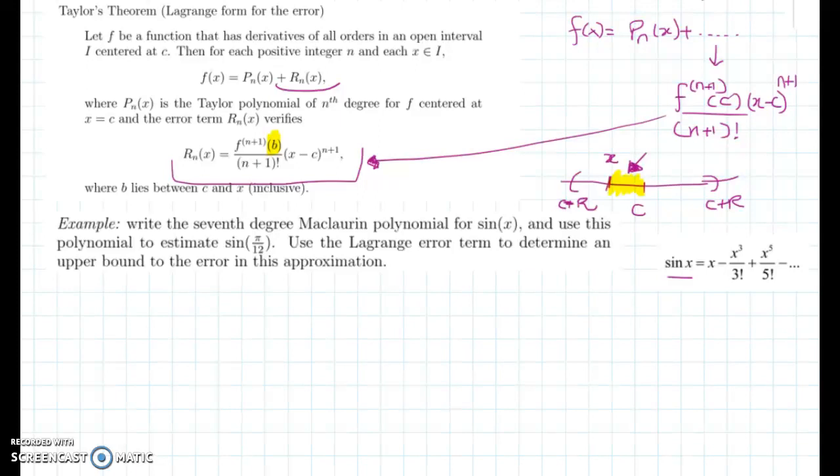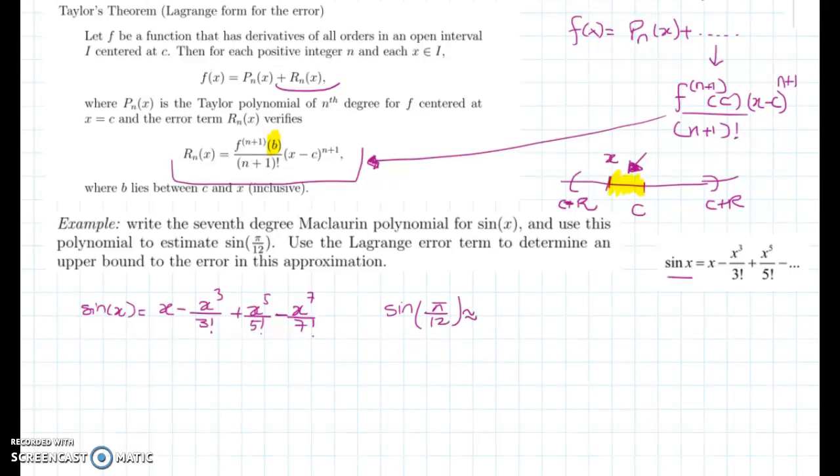So if I want the 7th degree, I'm going to need to write sine of x is x minus x cubed over 3 factorial plus x to the power of 5 over 5 factorial minus x to the power of 7 over 7 factorial. That's the 7th degree Maclaurin polynomial for sine of x. And we want to use it to approximate sine of pi over 12.